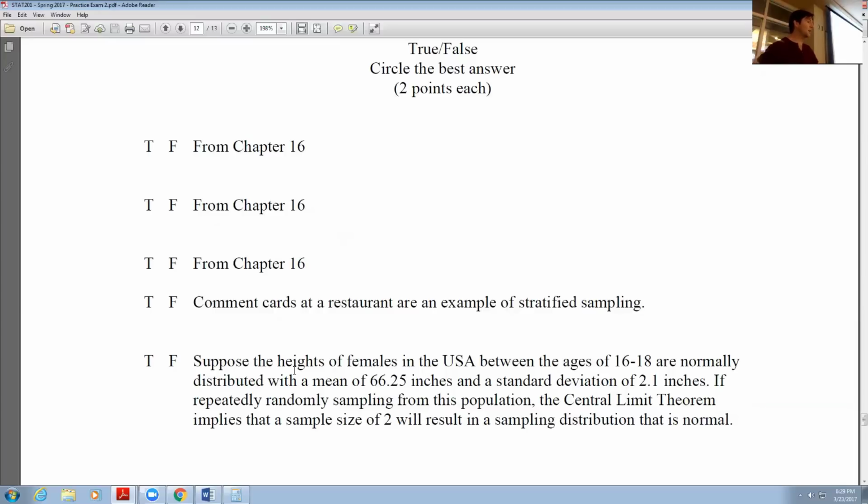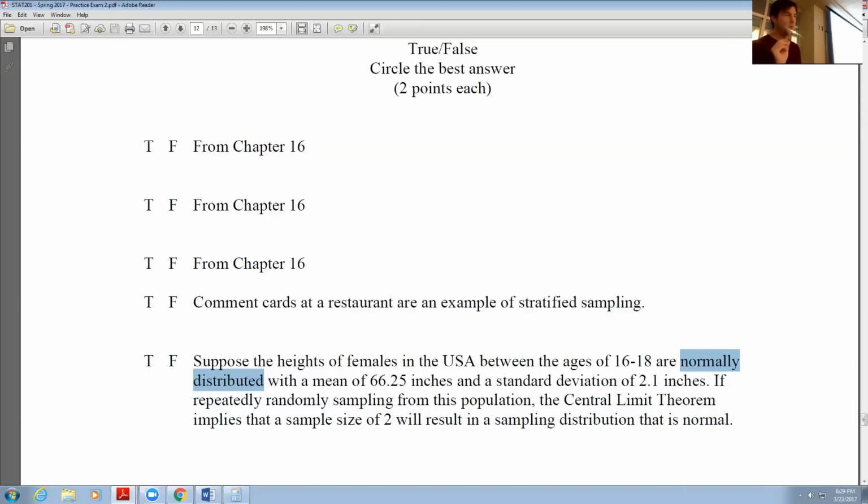Suppose that the heights of females in the USA between the ages of 16 and 18 are normally distributed with a mean of 66.25 and a standard deviation of 2.1. If repeatedly randomly sampling from the population, with the central limit theorem applying, a sample size of 2 will result in a sampling distribution that is normal. Yes or no? The answer is true, and why? It was already normal. So the new distribution of the mean of sample size 2 will be even more normal.